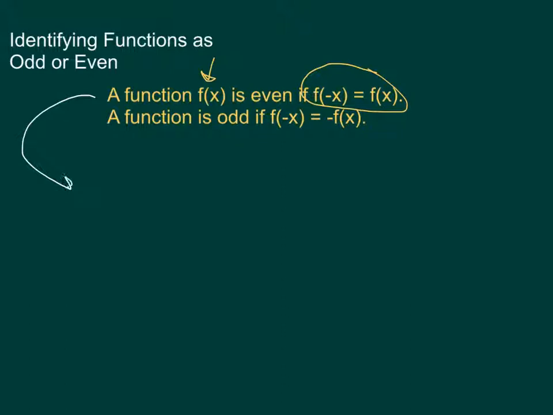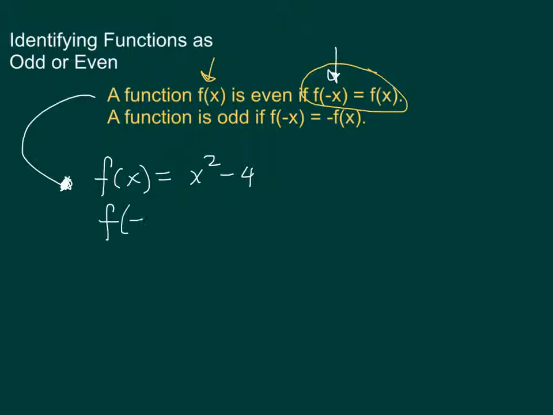an even function is saying that if I substitute negative x on the x, the new function is equal to the original function. Let's take, for example, f of x is equal to x squared minus 4.